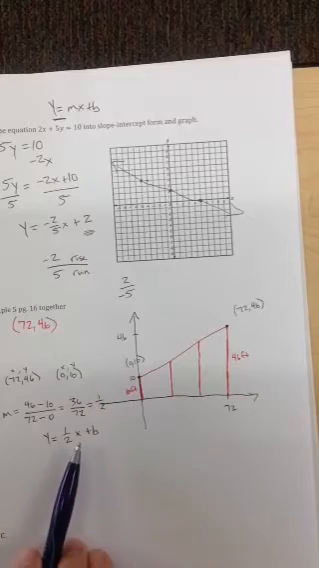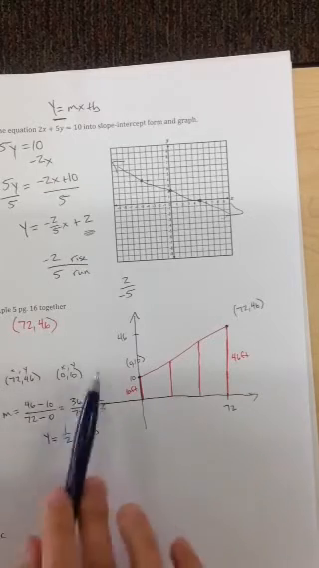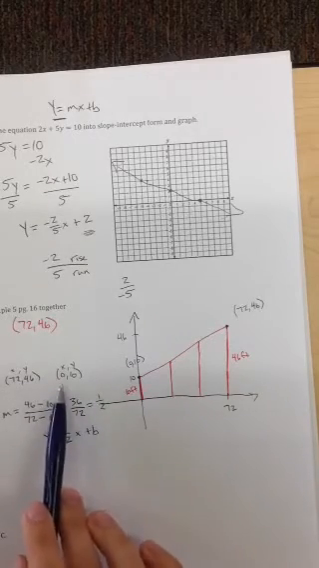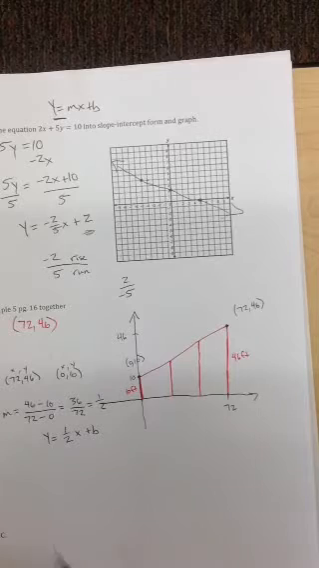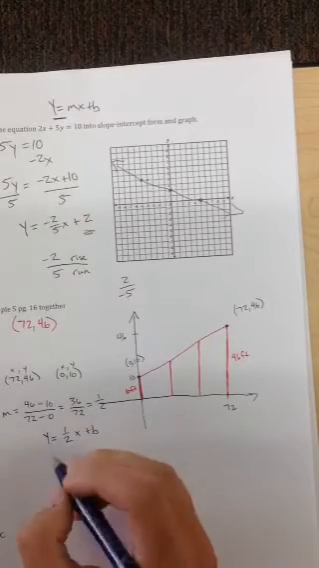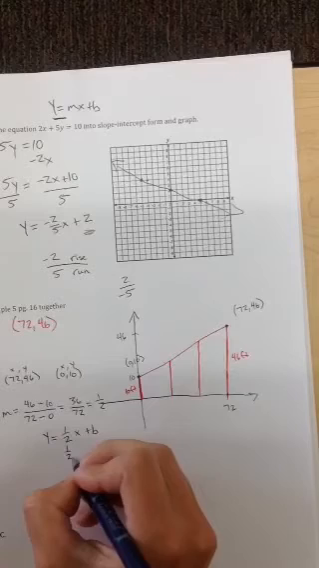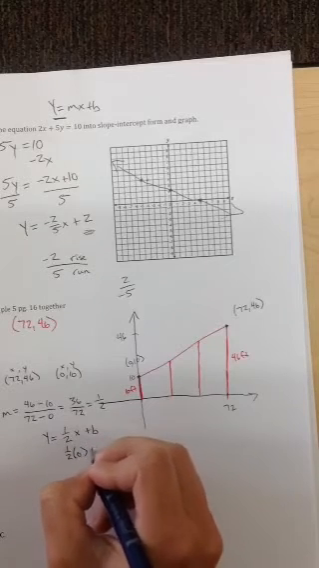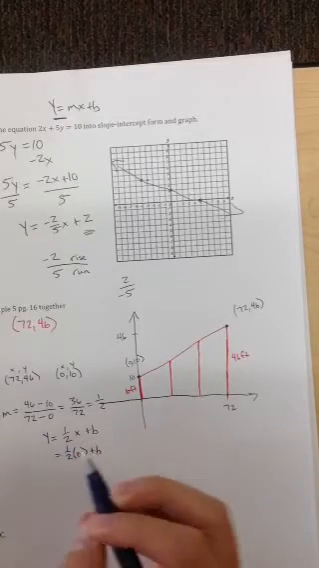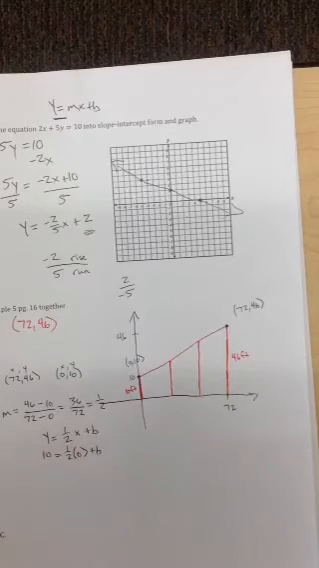Well, again, we need an x and a y. Well, we've got that in our ordered pairs. I'm going to choose 0 and 10 because they're smaller numbers. So my x is 0. So I've got 1/2 times 0 plus b is equal to my y, 10. Plug in a 10 for the y. Then I solve that out for b.